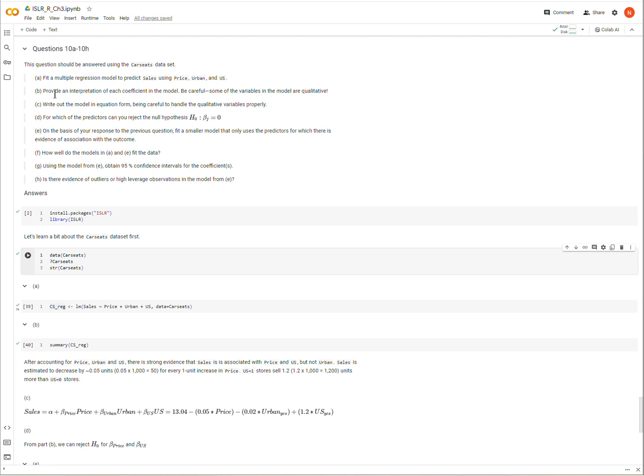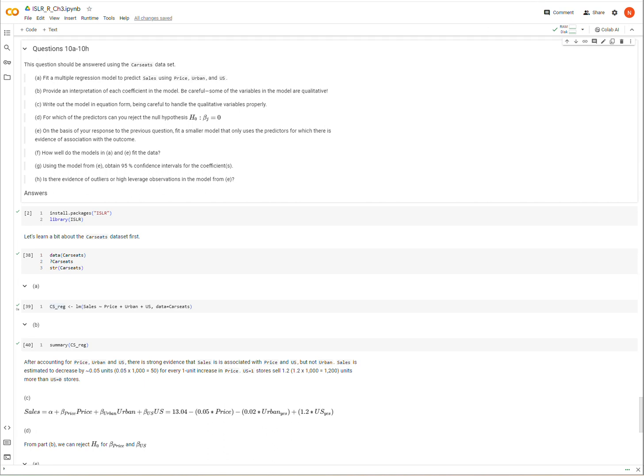Let's get into this. So the first thing we need to do is to install and load the ISLR package, with this code block here. And we're going to be working with the Carseats data set. I need to load that, but I don't know much about it, so I need to learn some things about it because I'm going to be using certain variables, such as price, urban, and US, and I don't really know what those are.